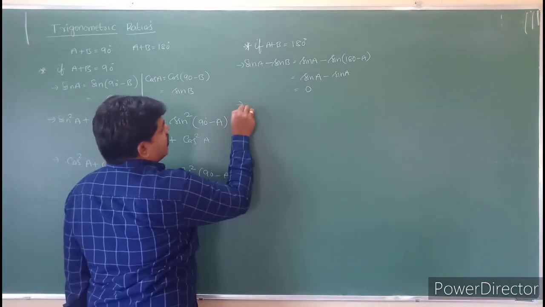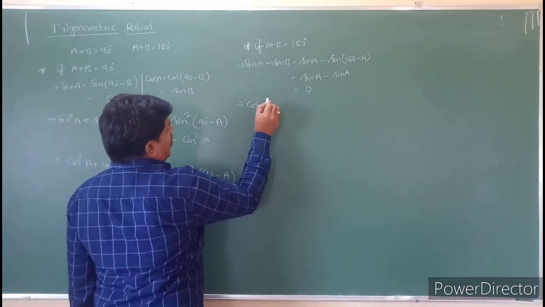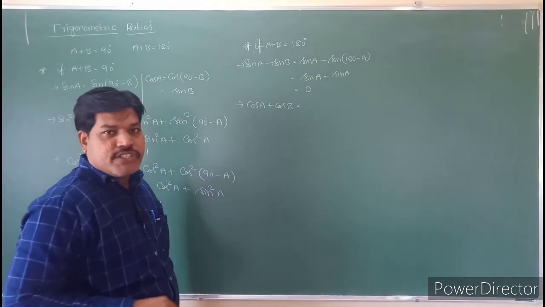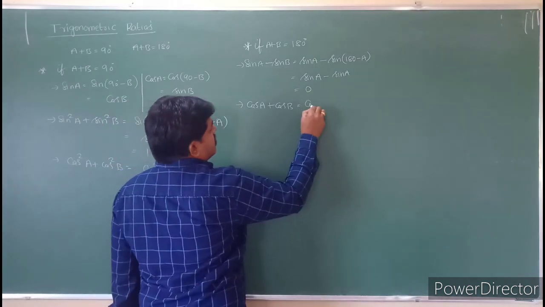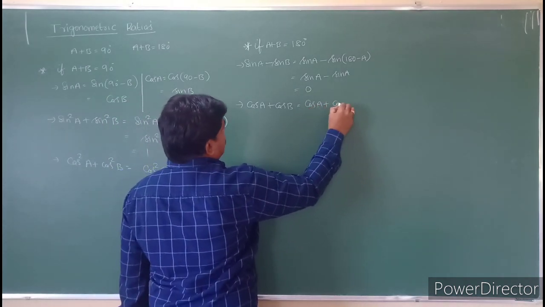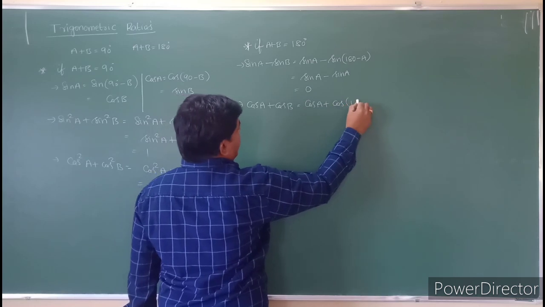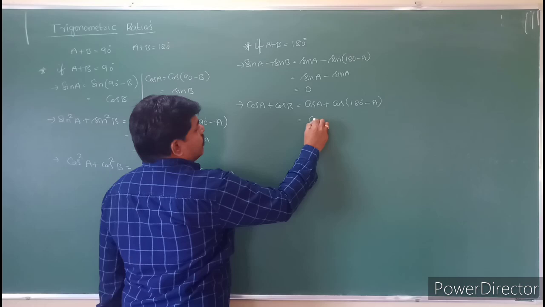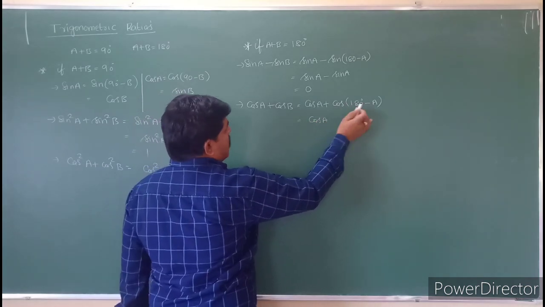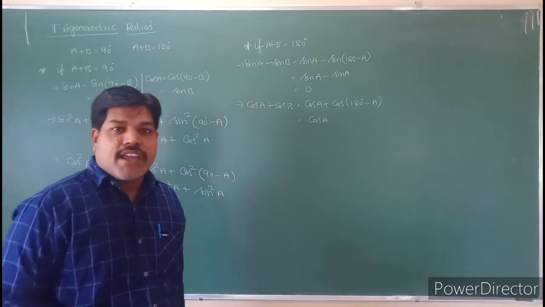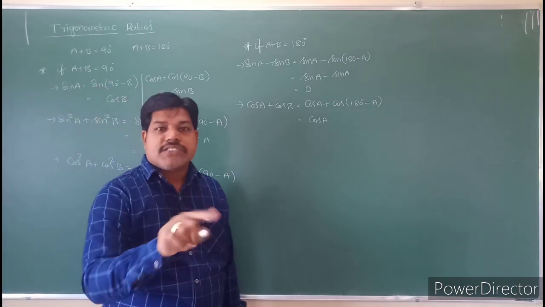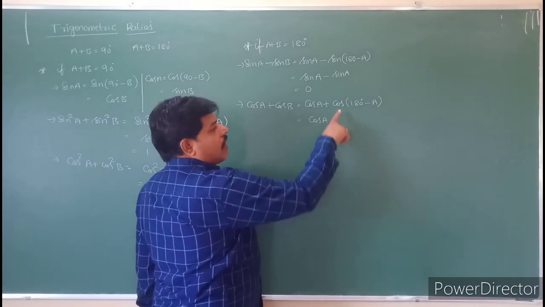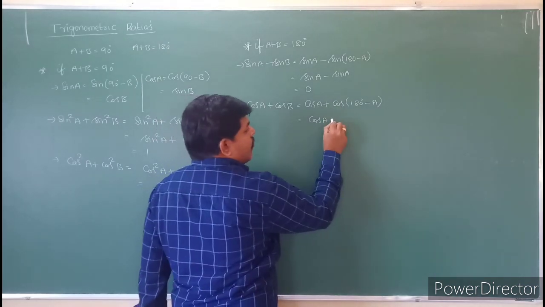Next, see this one. Cos A plus cos B is equal to what happens? Cos A plus cos of, in the place of B, you can write 180 degrees minus A. So that is equal to cos A plus cos of 180 minus theta. 180 minus theta means it is in the second quadrant. In the second quadrant, cos is negative, yes or no? So you will get a minus.